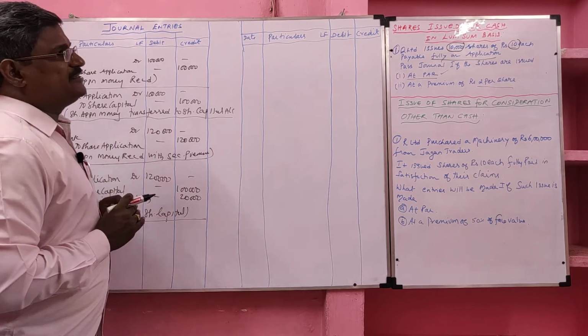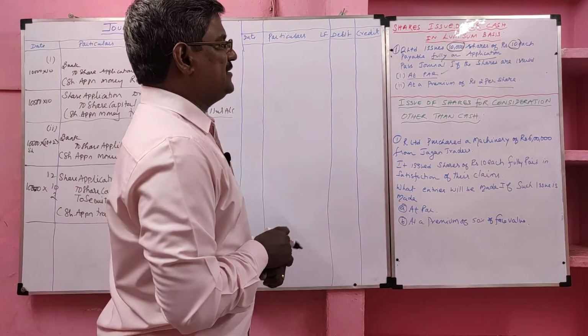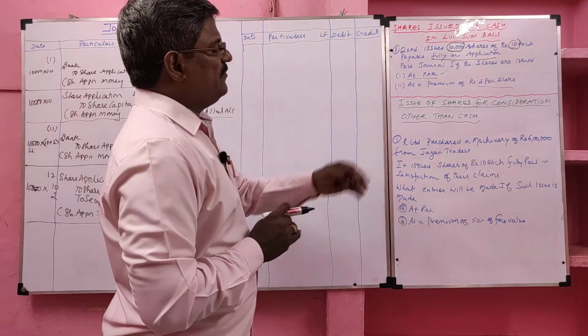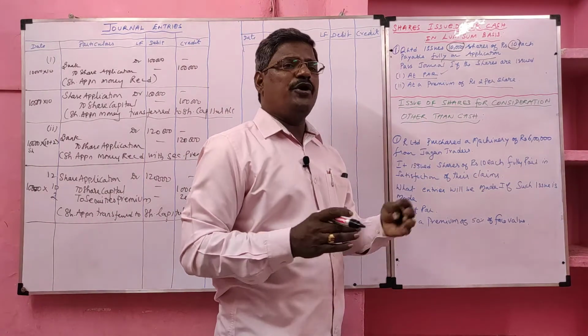So we completed shares issued for cash in lump sum method. Then look at the second. Here we are going to learn issue of shares for consideration other than cash. What do you mean by this?